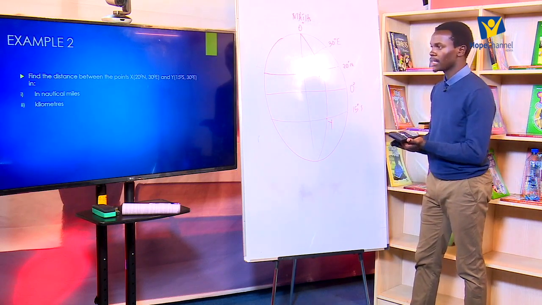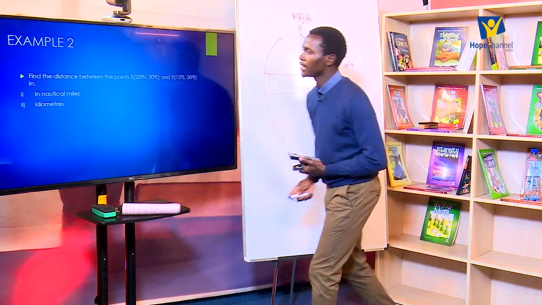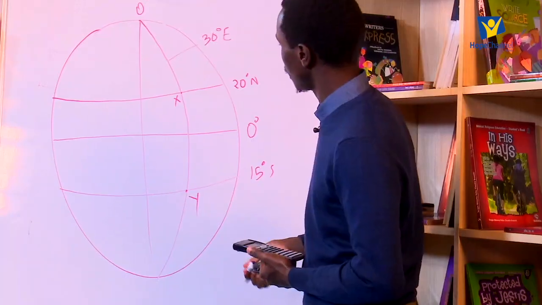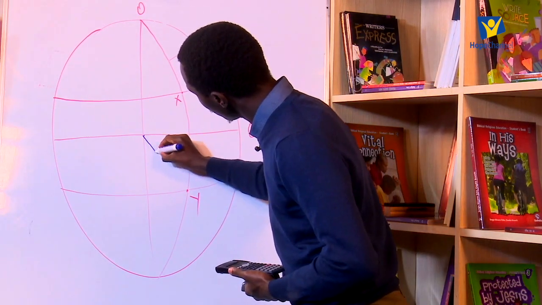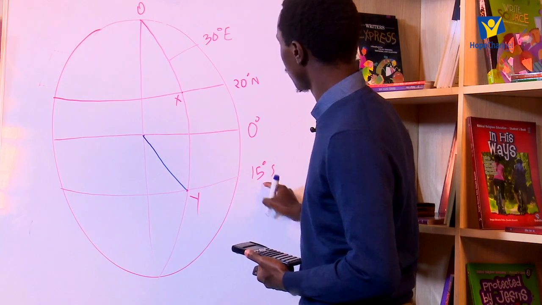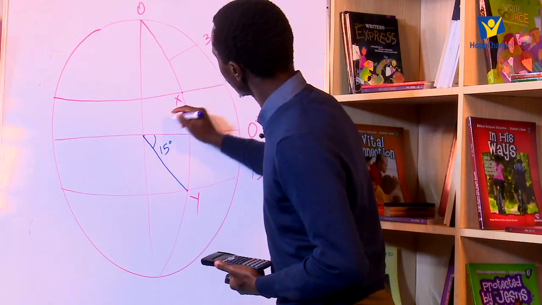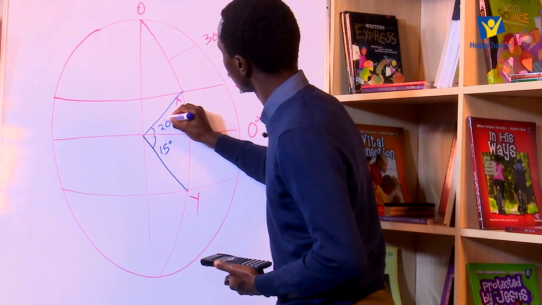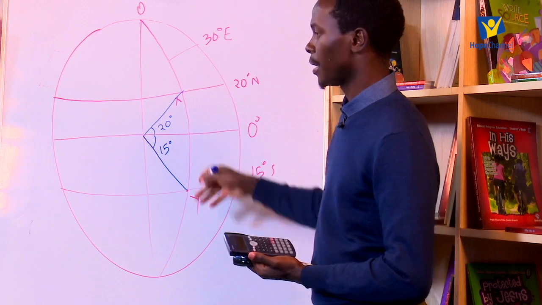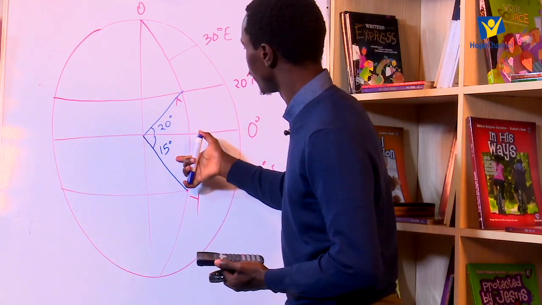So for you to get that distance, what do you do? I first say that you get the latitude difference. Now look at that. This is the center here. So this one here is 15 degrees south, so this angle here is 15. And this x is 20 degrees north, so this angle here is 20. So what is the angle between x and y? Basically, you're going to add 20 and 15.